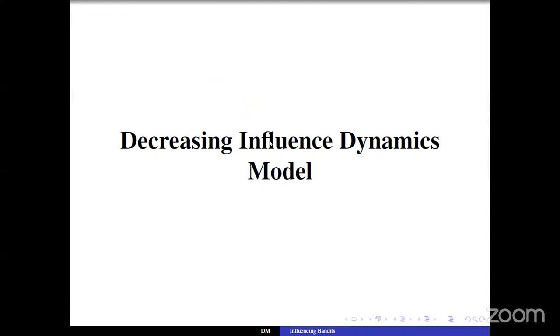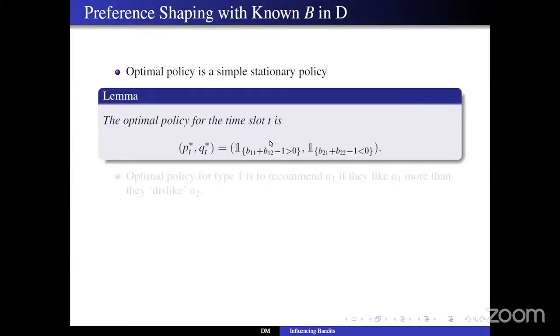So I'll analyze the decreasing influence bandits in some detail, and then give you the summary results for the constant influence bandits. Okay. Now this is actually quite surprising. The optimal policy for the time slot is you look up B. I'm assuming that B is given. So for the time being, assume that B is known. Then, if this condition is satisfied, PT is equal to 1. And if this condition is satisfied, then QT is equal to 1. Otherwise, PT and QT are 0.